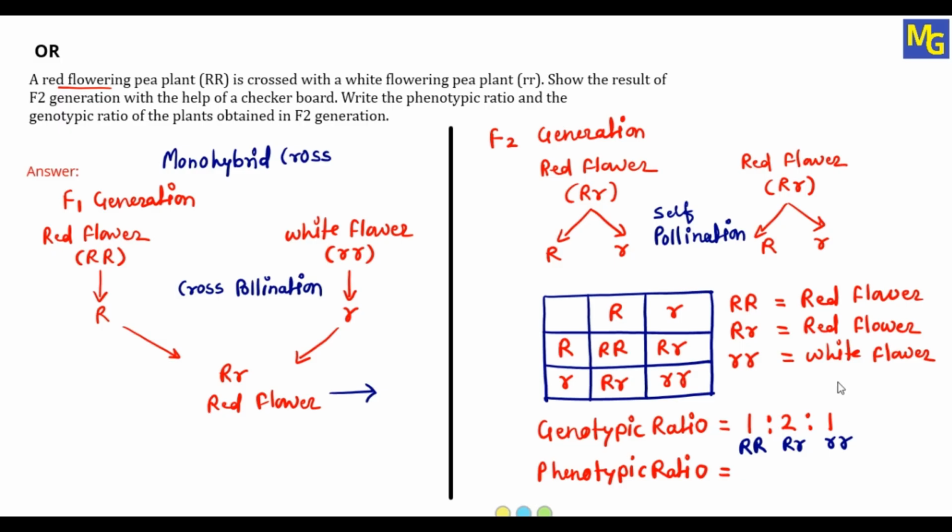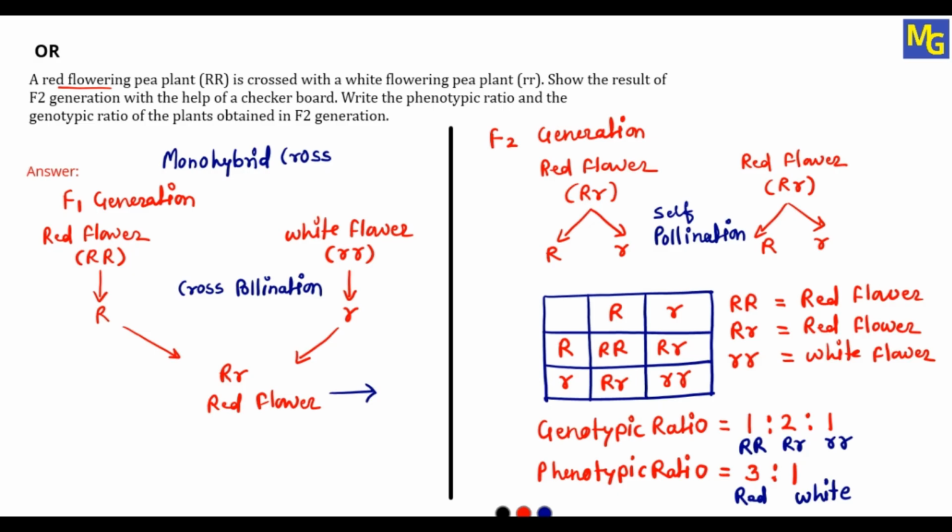So if you see, wherever there is a capital R, it is red color. So this is red, this is also red, this is also red. So these all three are red and only one is white. So here the ratio is 3:1. So we can write 3:1, and in this 3:1, 3 is red and 1 is for white. So this is the answer for the OR question.